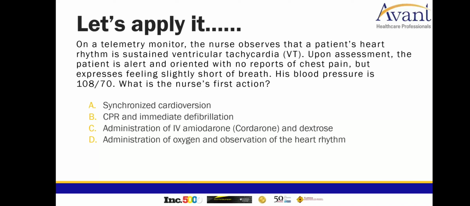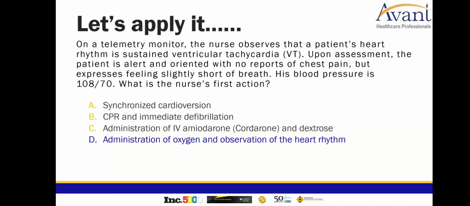Okay. If you selected D, you are correct. All right. Now, let's look at A, synchronized cardioversion. Remember I said that would be used only if the patient was unstable. This patient doesn't seem unstable. Blood pressure is stable. They don't seem to be having any chest pain. So we would probably want to deal with them with medication. We're not going to do CPR because they have a pulse.